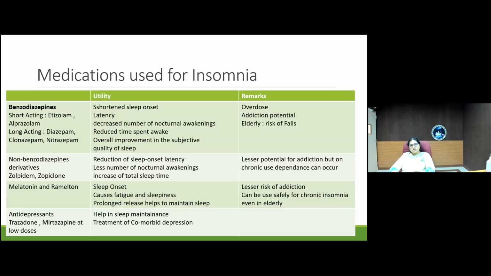So medications for insomnia, benzodiazepines are very commonly used, prescribed over the counter at times, but recently it has become quite regulated in view of significant abuse by people, addiction potential, and misuse by pharmacies. So therefore it is regulated now. Short-acting drugs such as etizolam, alprazolam are usually used for inducing sleep. Long-acting diazepam, clonazepam, nitrazepam are used.